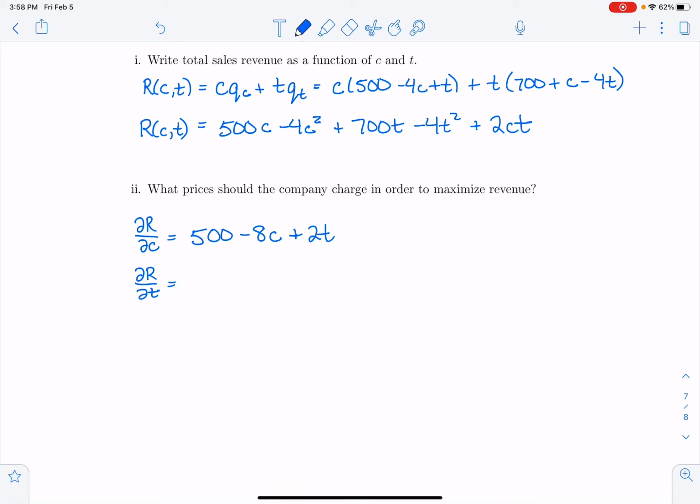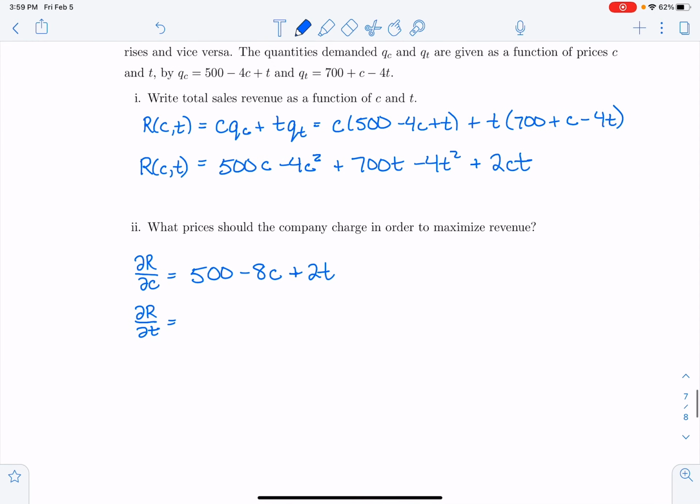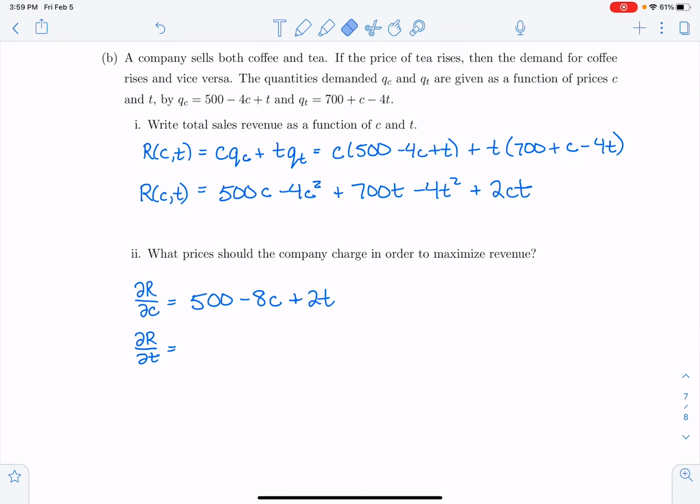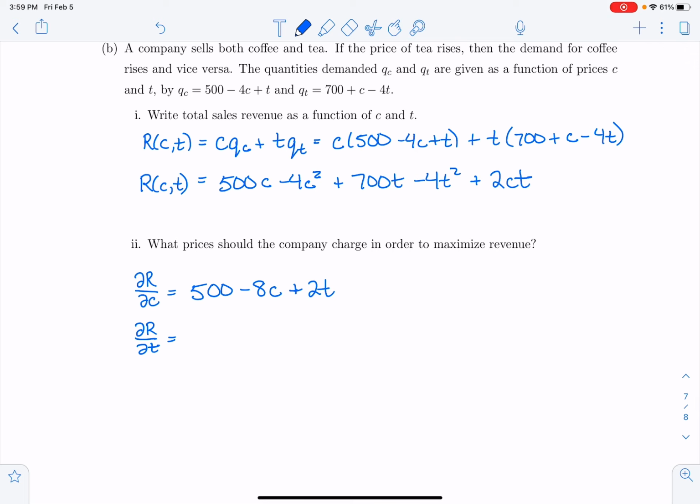Oh, I have made a mistake. It's always good to go through. No, I have not made a mistake. Everything actually looks just fine, so we'll just keep going. The derivative of revenue with respect to T is going to be 700 minus 8T, and then the derivative of the last term with respect to T is going to be 2C.